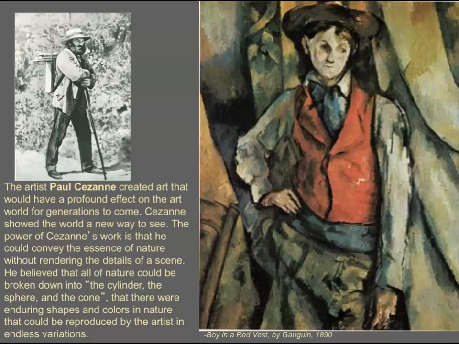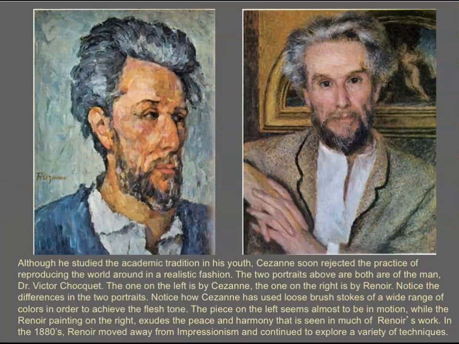That's quite an accomplishment. He believed that all of nature could be broken down in the cone, the cube, the sphere, and the cylinder. That there were enduring shapes and colors that existed throughout nature, and the artist could take that and reproduce it in endless variations. Hey, let's do a comparison. Here's two paintings of the same guy, and that would be Victor Choquet. On the left, this painting is by Cézanne, and the one on the right is by the artist Renoir. Look at the differences. Same person, totally different interpretations.